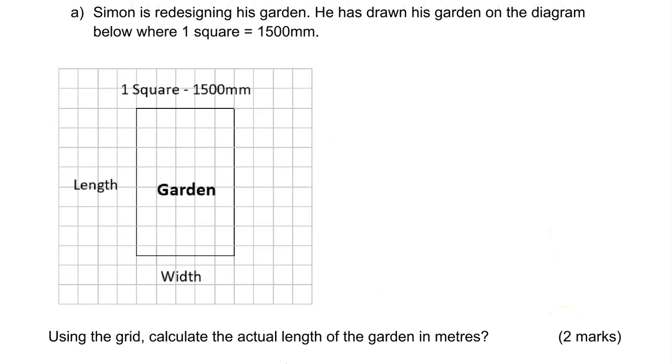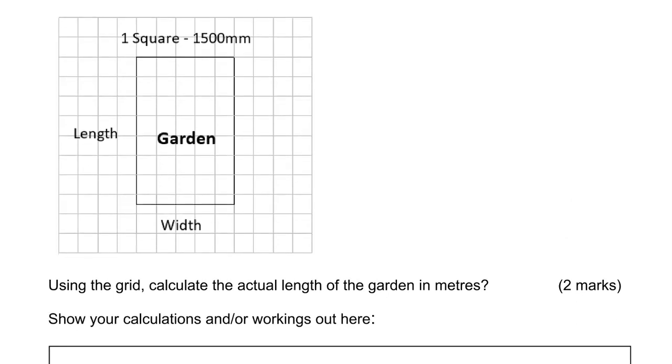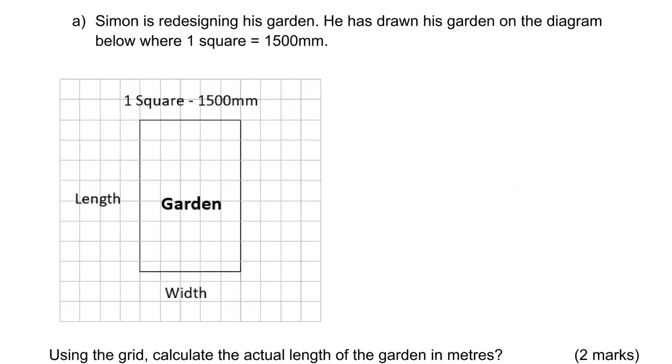Simon is redesigning his garden. He has drawn his garden on the diagram below, where 1 square is equal to 1,500 millimeters. Using the grid, calculate the actual length of the garden in meters. Show your calculations and our workings out here. So we're only interested in the length of the garden. So here is the length, and that is 1, 2, 3, 4, 5, 6, 7.5 squares.